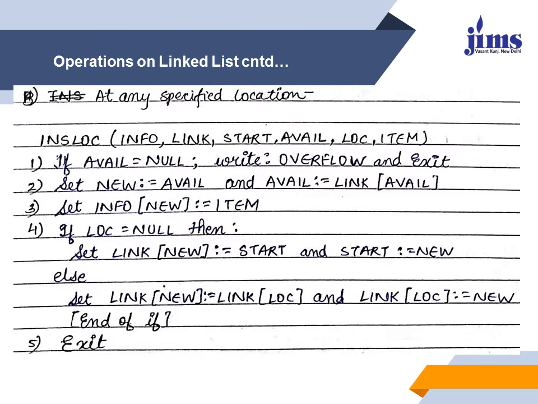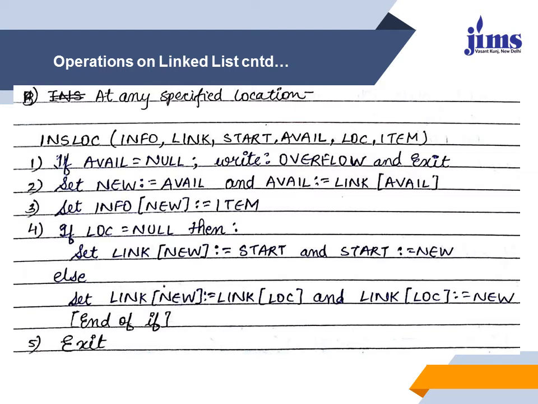Now there can be cases where I want to insert the node at some particular position. So again I will check if the avail is null, and if it is so, then I'll write overflow and then I'll exit. Now I'll create a new node like the previous algorithm. New is equal to avail and avail is equal to link of avail, and then I'll set the info part as item. Now if the location is equal to null, that means I'm inserting it as the first node.